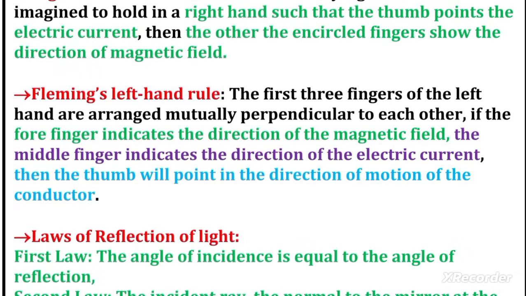Fleming's left hand rule is also important. The first three fingers of the left hand are arranged mutually perpendicular to each other. Forefinger indicates the direction of the magnetic field. The middle finger indicates the direction of electric current. Thumb will point in the direction of motion.